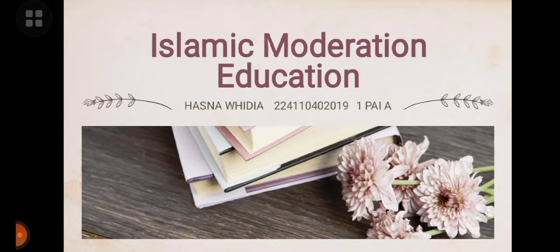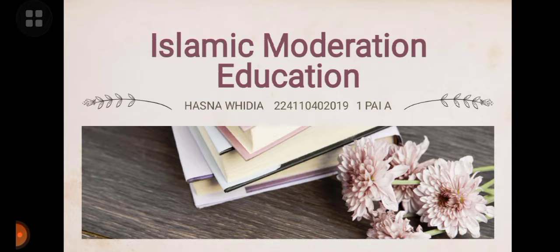Here, I will explain four materials. The first is the basic concept of Islamic moderation education. The second is the normative basis of Islamic moderation education. The third is the historical foundation of Islamic moderation education. The fourth is the principle of Islamic moderation in its relevance to Maqasid Sharia.